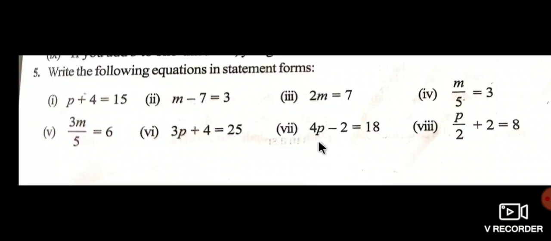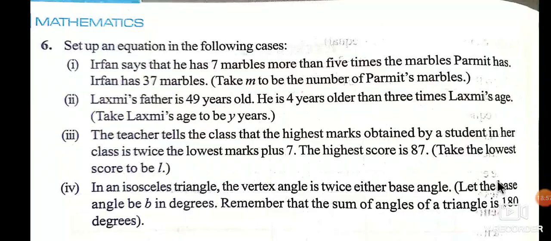The last one is 4 times of P minus 2 is equal to 18. 4 times of P minus 2 is equal to 18. These are the 4 problems. One second, I will repeat. Second one homework, fourth one homework, fifth one homework, and then seventh one also homework for you. And remaining 2 problems, you should solve.